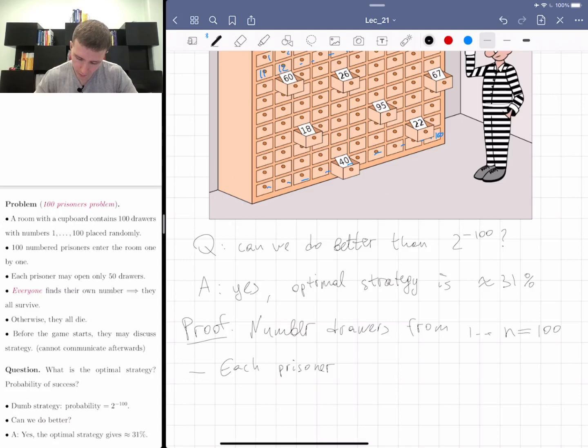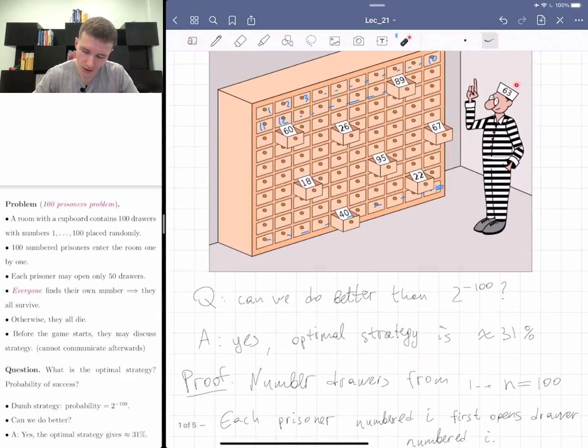Each prisoner, let's say it's numbered i, first opens the drawer numbered i. So the first step is to open the drawer, which on the outside, if this was 12, then you would open the drawer number 12. So you start there. And then you open this drawer and you see a number, some other number which is inside the drawer.